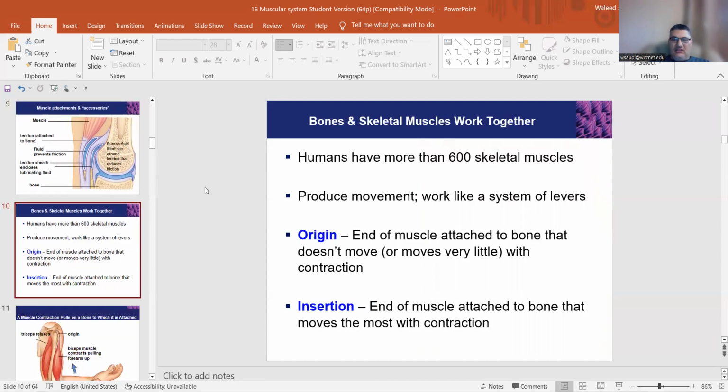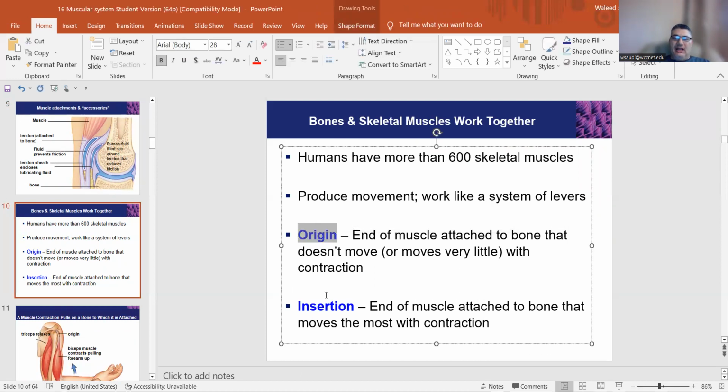Each one of these muscles will have something called origin and insertion. Skeletal muscles, we have more than 600. I want you to remember this number. A little bit over 600, 602 or something like that, but it's above 600 anyway. And each muscle will have two ends.